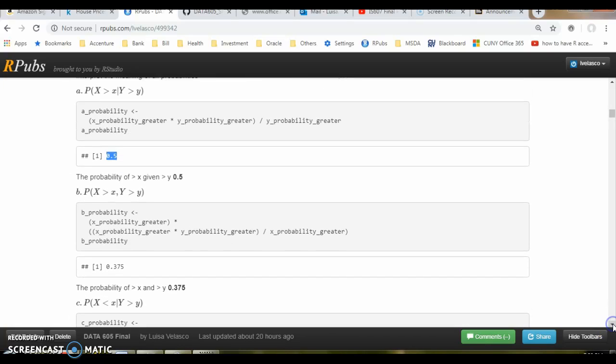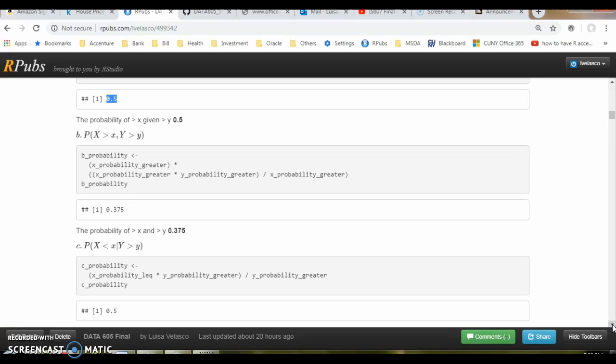The second one is the probability of x greater than the median and the probability of y greater than the first quantile, which is 0.375. The third one is like the first probability, it's just that this one is less than the median. It arrives at the same calculated probability of 0.5.